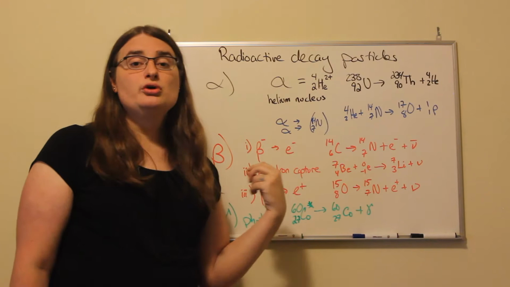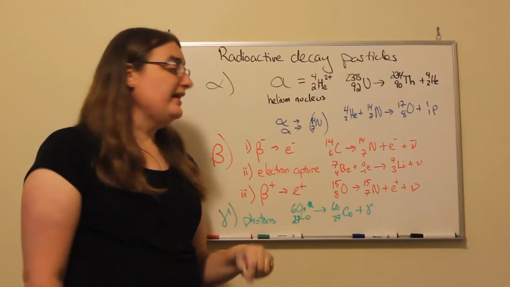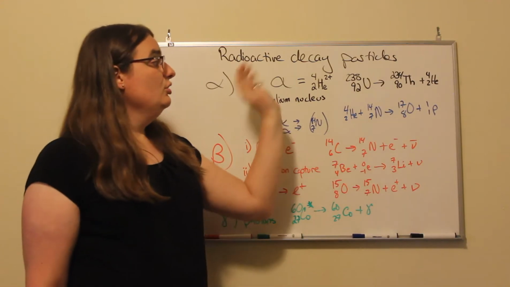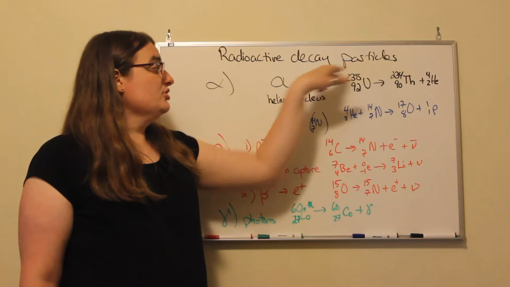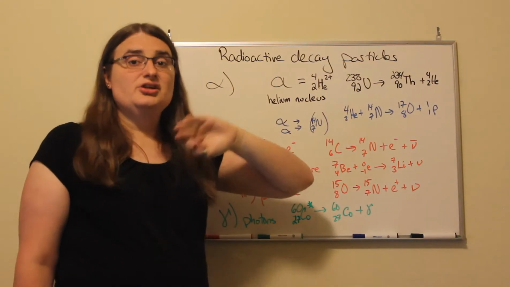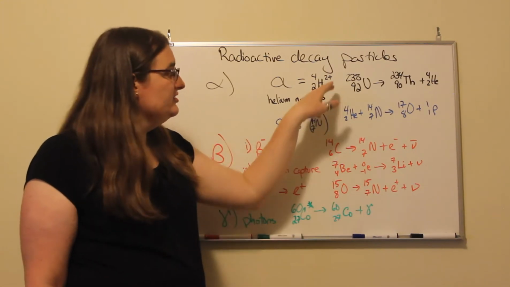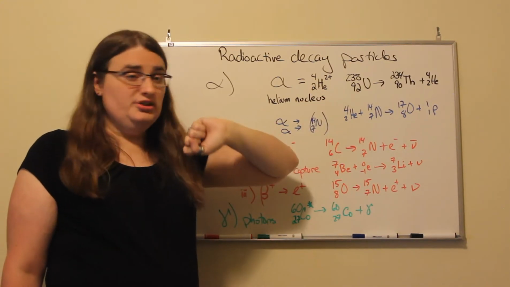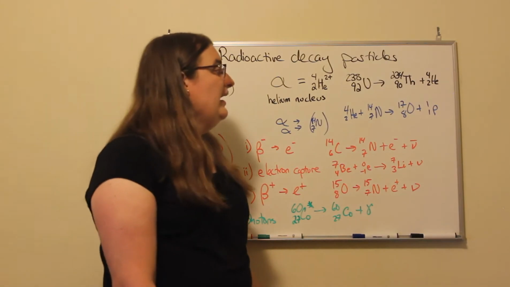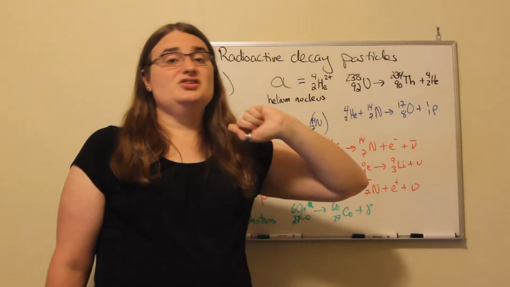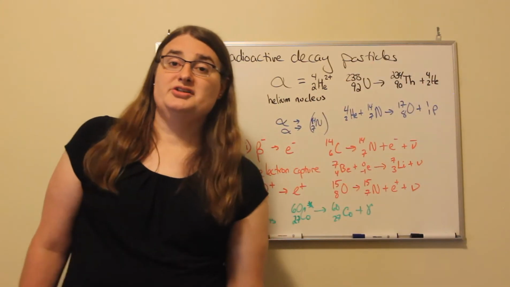So if you lose a helium nucleus from your atom, for example, U-238, U-238 will undergo alpha decay, and you would subtract off 4 nucleons, so the new particle would have 234 things in the nucleus. You've lost 2 protons, so that means you're left with 90 protons, and 90 protons is thorium-234 plus a helium nucleus.